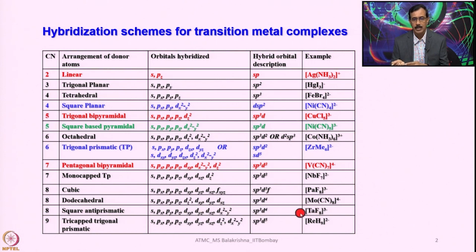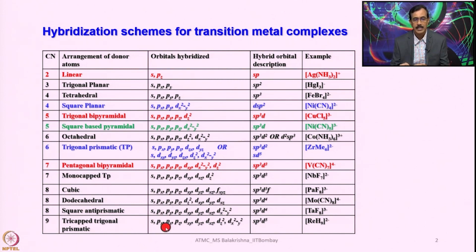An example is this octafluorotantalate 3 minus, and then the last one, with coordination number 9, the most symmetric geometry you can think of for coordination number 9 is tricapped trigonal prismatic.